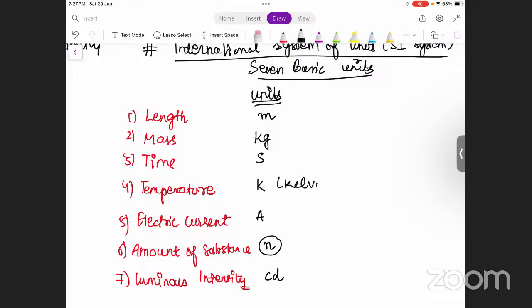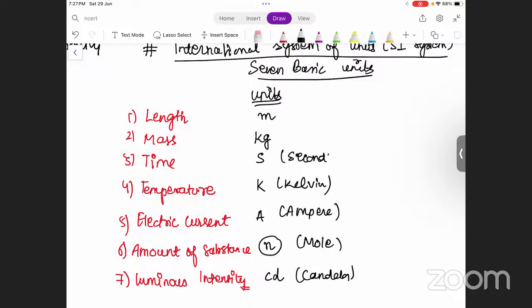So there are a few units which you already know. Current is ampere. Amount of substance is mole. And this is candela. Here, this is second. This is kilogram. And this is meter. Obviously, all of these things will be there in your textbook.